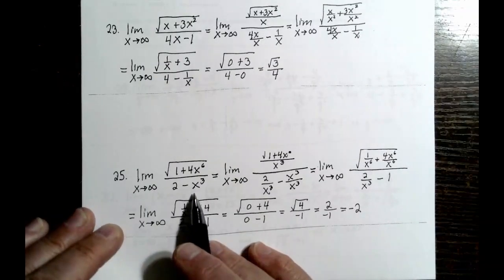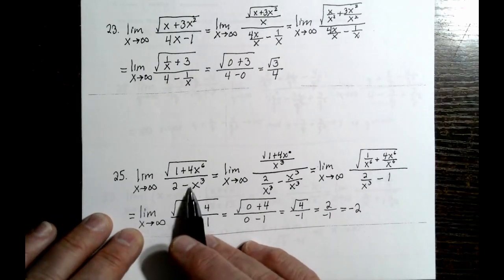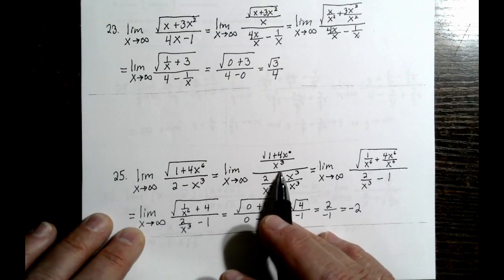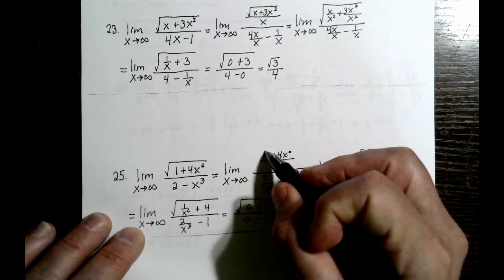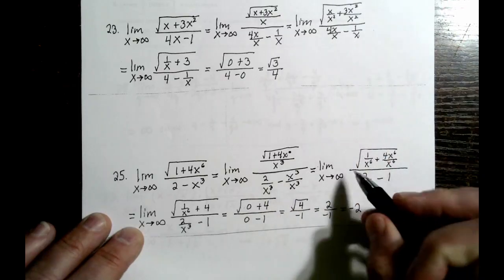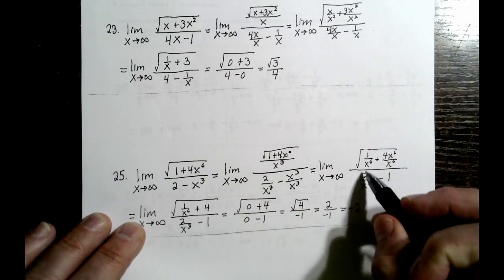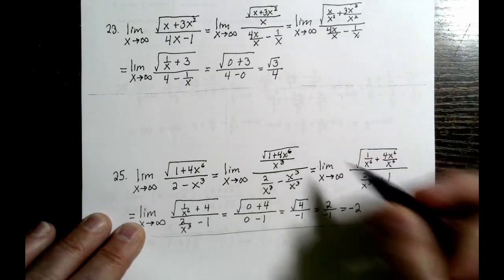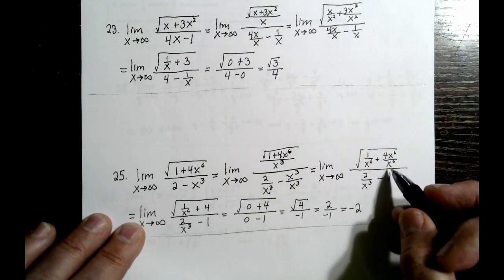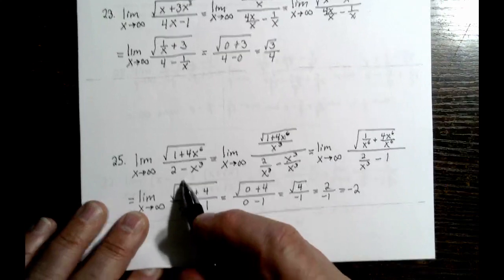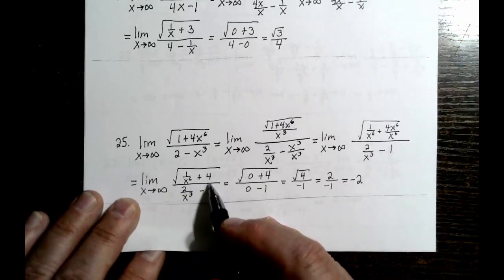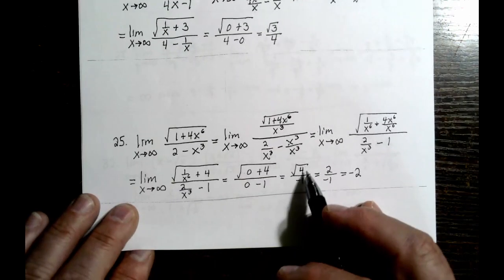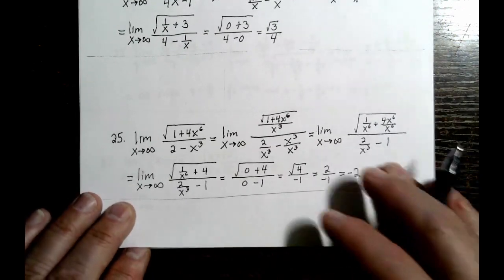Here you're dividing by x cubed, and when you move it into the square root, it becomes x to the 6th. So you're dividing 1 over x to the 6th, and 4x to the 6th over x to the 6th gives you just 4. So this part is going to go to 0, that goes to 4, that goes to 0, that goes to 1. So you've got the square root of 4 over negative 1, which is just negative 2.